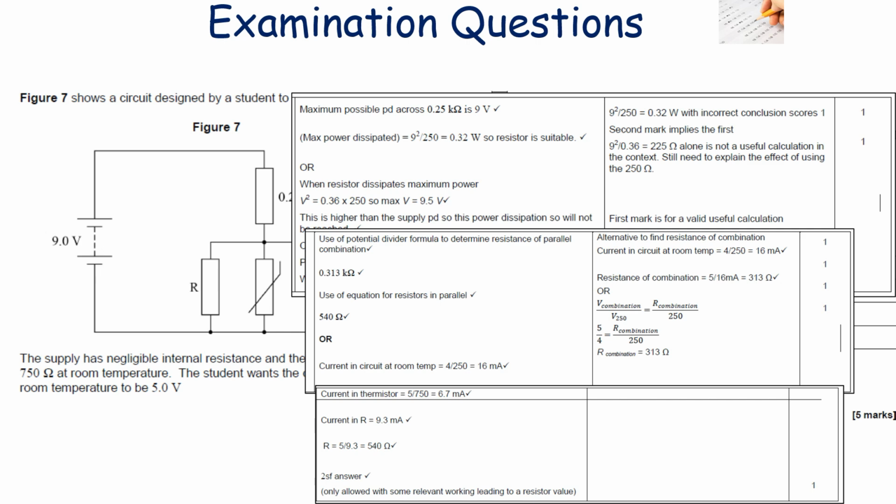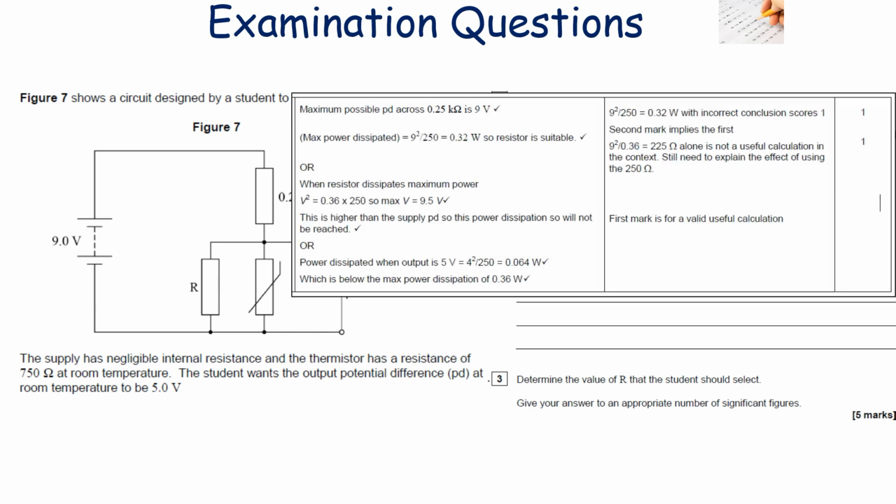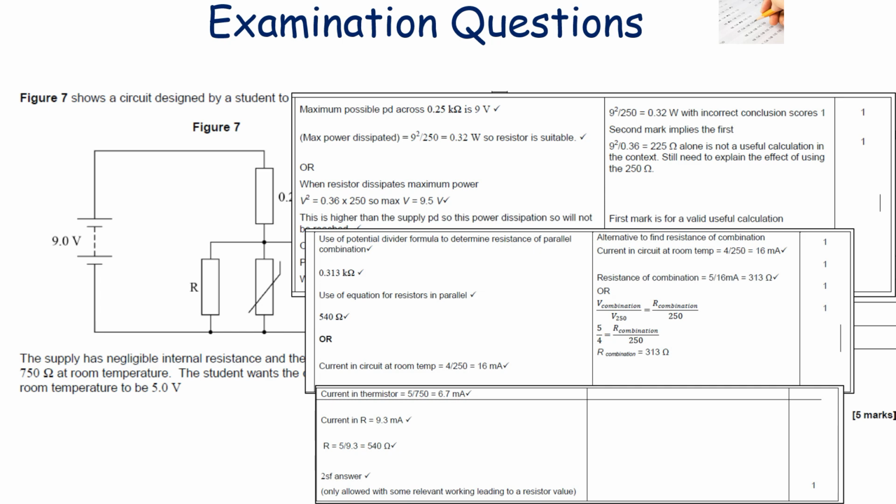We know R is going to be 250 ohms in terms of the resistor, which is the 0.25 kilo ohm resistor. We know that V in this instance is going to be 4, because we want the total power output to be 5 volts. So therefore if the output of the parallel combination is 5, well therefore in the resistor it's going to have to be 4, because 5 plus 4 equals the total, which is 9. So therefore we know that the current is going to be 16 milliamps. So therefore we can say that the current in the thermistor is going to be 6.7 milliamps, because in this instance 5 is going to be our value for our volts.